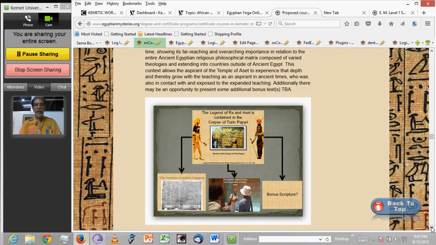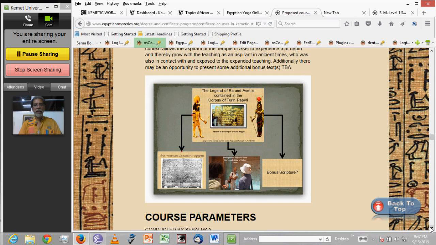Now, in this image, you can see the main scripture, which is the teaching of Aset and Ra, and the connected scriptures that will be used. And so we discussed the Anunian creation myth and some sections from the temple itself. So then we'll be looking at some hieroglyphic inscriptions themselves from the temple itself. And actually, I think we're going to be starting with that.